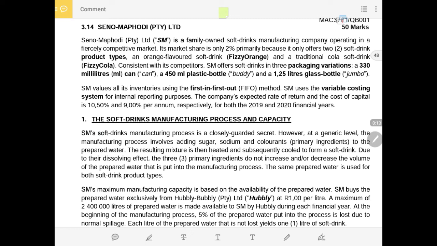Now we are under 3.14 of the 2021 question bank. SENO MAPHODI PTY LTD is the company name. I like this question because it is not divisionalized, not because when the company is divisionalized, I don't like it.